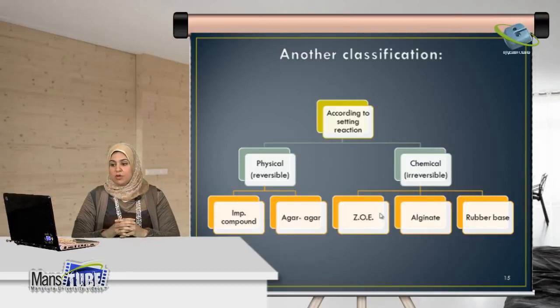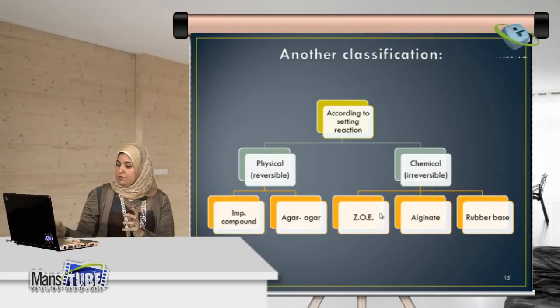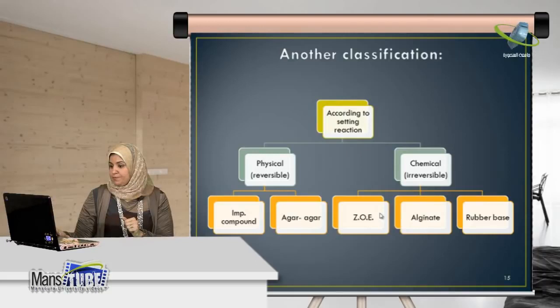For the materials that set by physical reaction, we have a material called impression compound. We have agar. But for the materials that set by chemical reaction, these materials during setting undergo a certain chemical reaction. I can't reverse this reaction again, so it occurs one time only. So we call these materials irreversible impression materials. We have zinc oxide eugenol, alginate, and rubber base as examples for the chemical reaction materials.